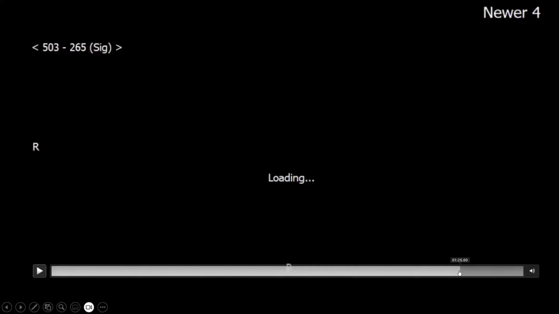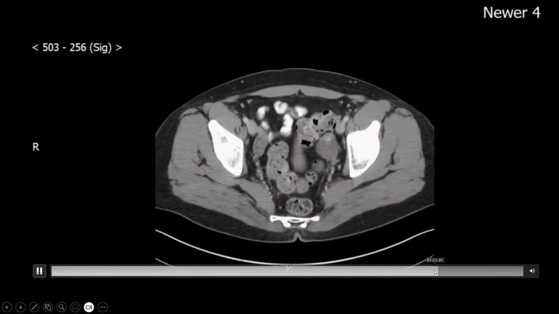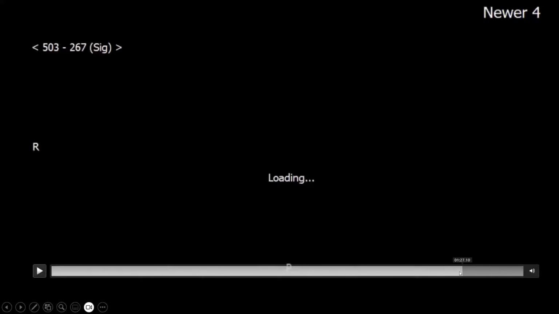And the coronals after the axials. I think it's not loading. Let me show you coronal. Yes.